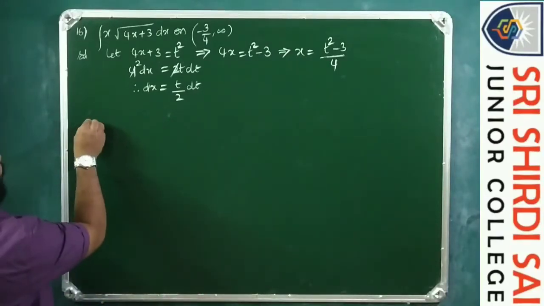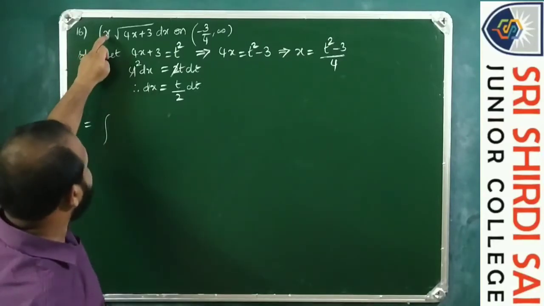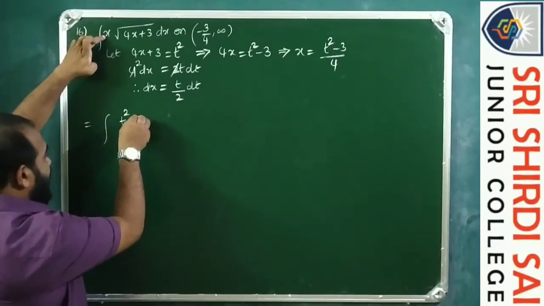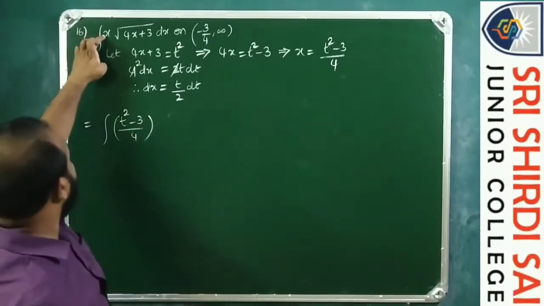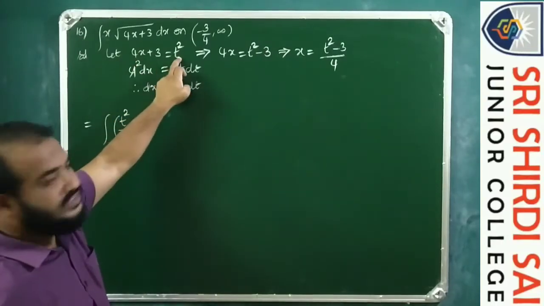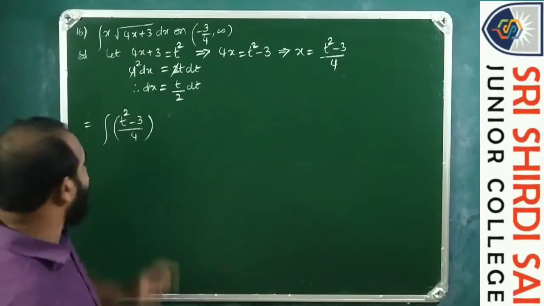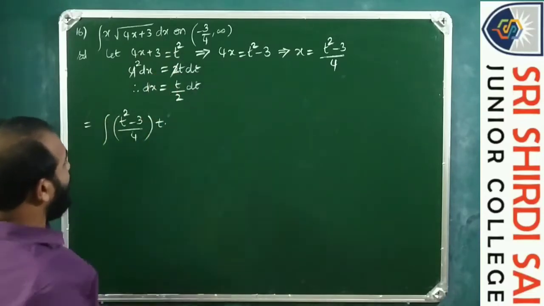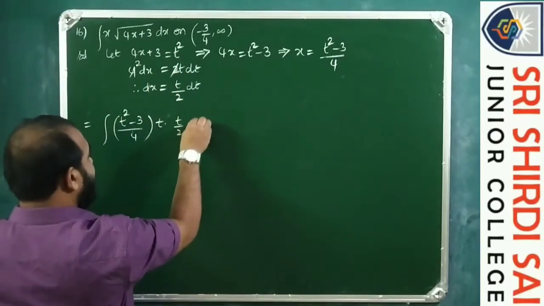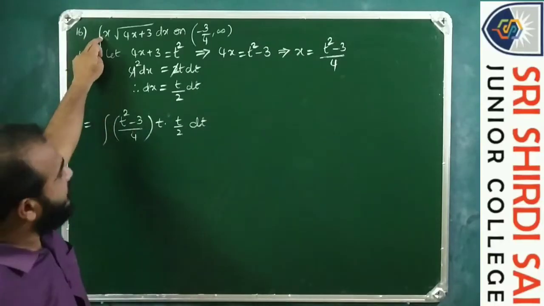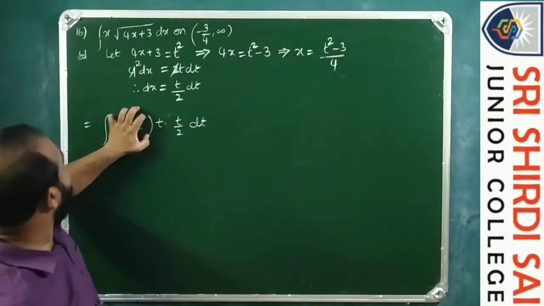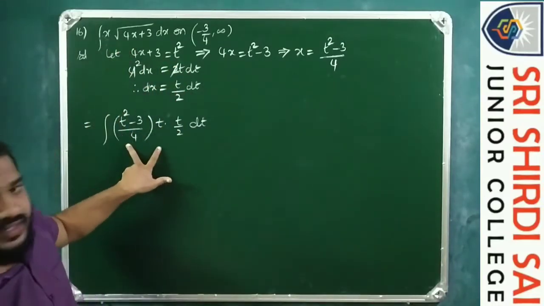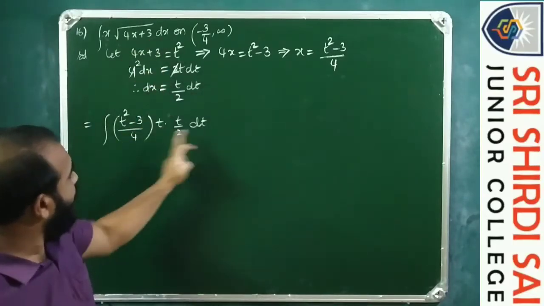Now this is equal to, here this x is equal to t square minus 3 by 4 into root 4x plus 3. 4x plus 3 is t square, while root 4x plus 3 is root t square, which is t, into dx is equal to t by 2 dt. This x is equal to t square minus 3 by 4 that we have written here. Root 4x plus 3 is root t square, which is t. So this and this we have settled, and dx is equal to t by 2 dt.